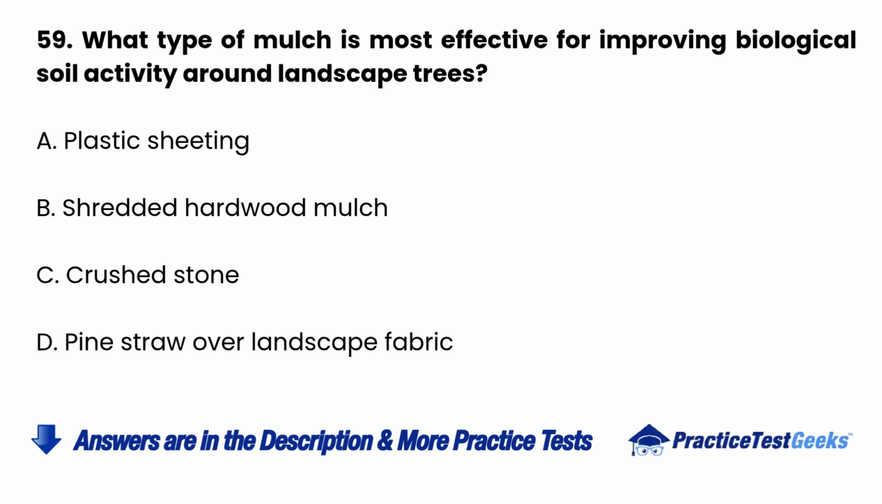59. What type of mulch is most effective for improving biological soil activity around landscape trees? A. Plastic sheeting. B. Shredded hardwood mulch. C. Crushed stone. D. Pine straw over landscape fabric.